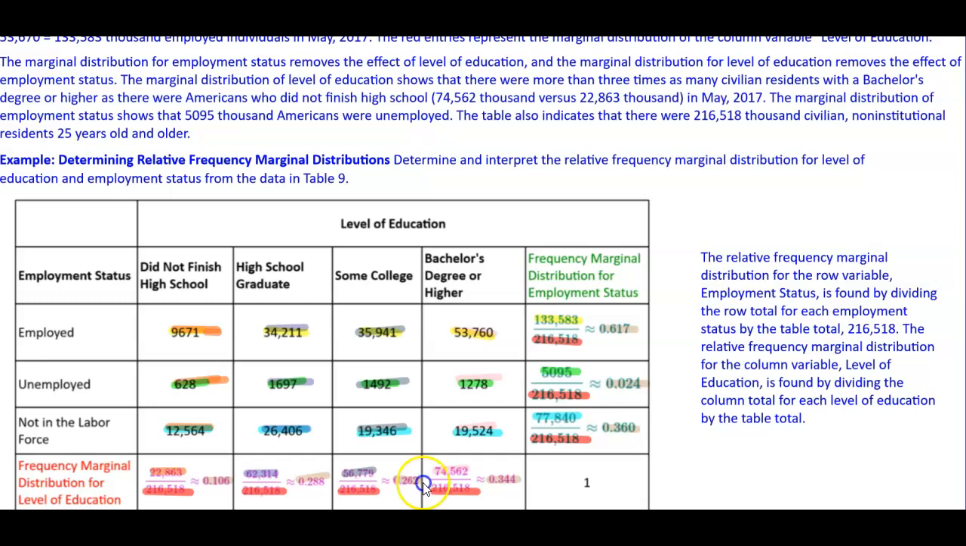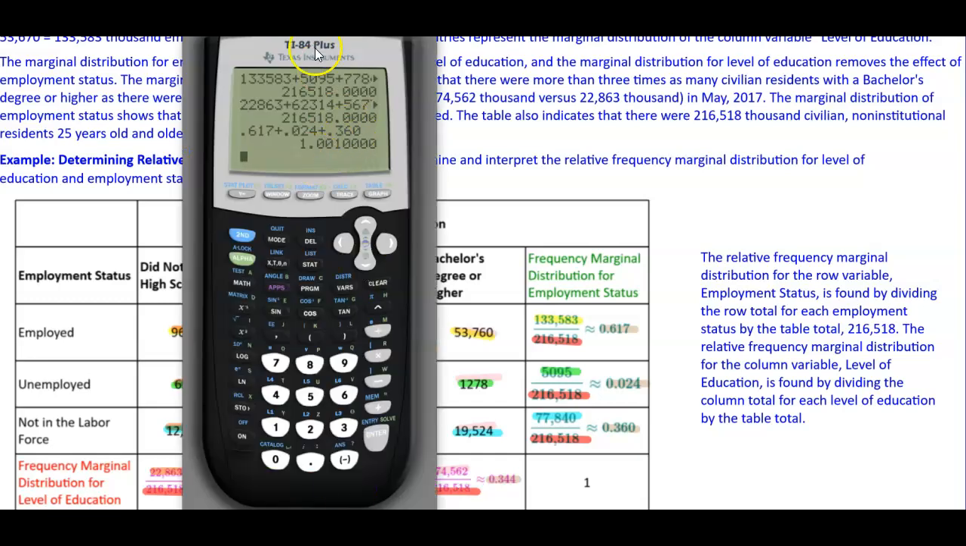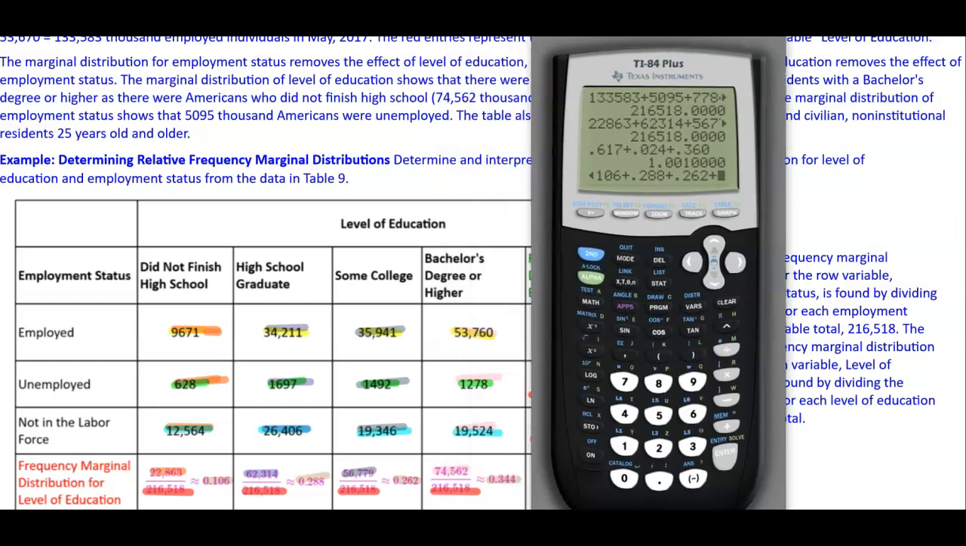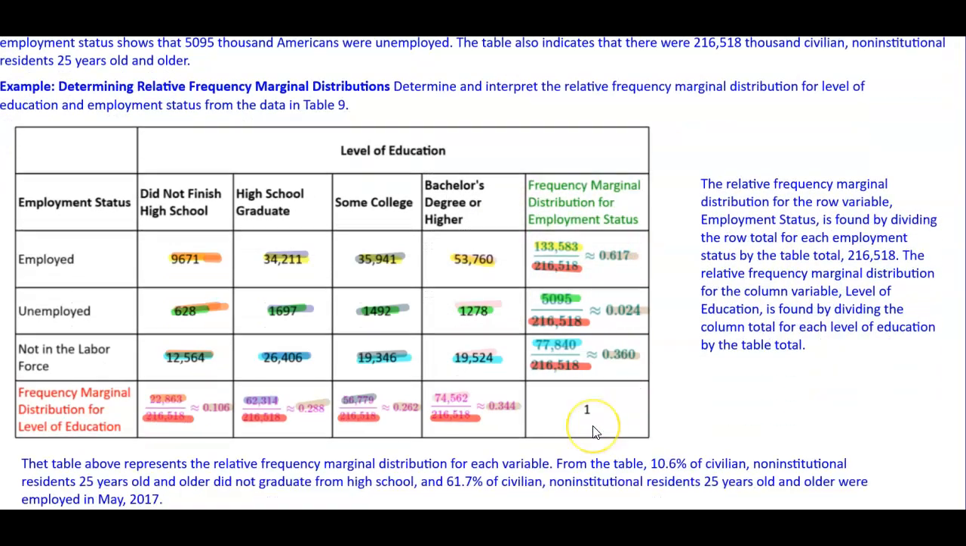Now again, when we add all those up, we should also get 1. So let's go ahead and add those up. 0.106 plus 0.288 plus 0.262 plus the last one, 0.344, gives us 1. So therefore that gives us 1 here.